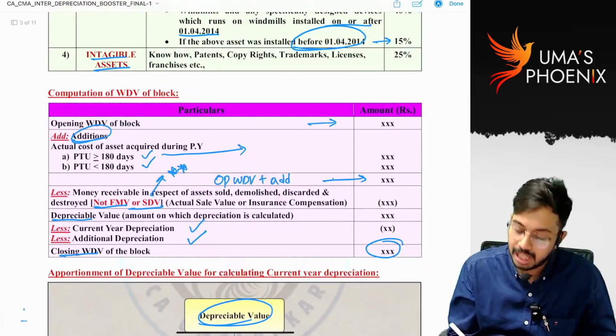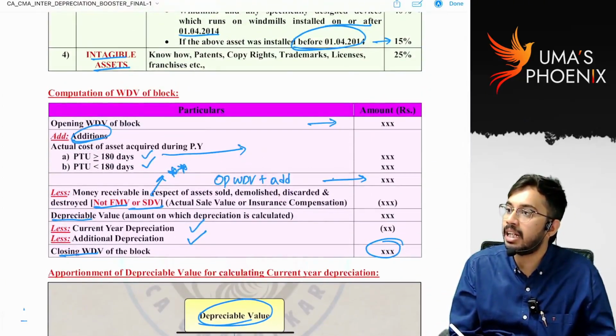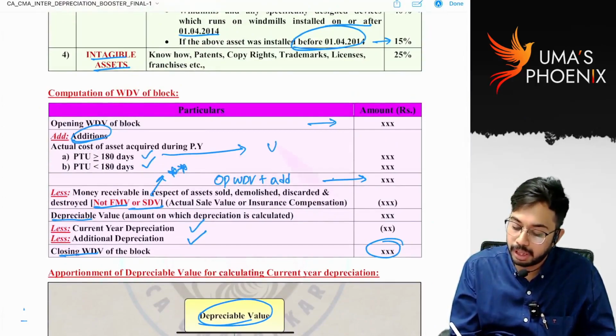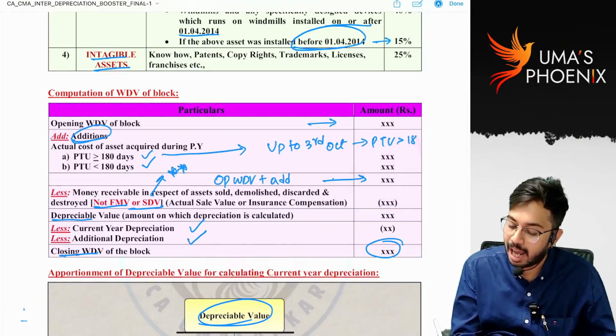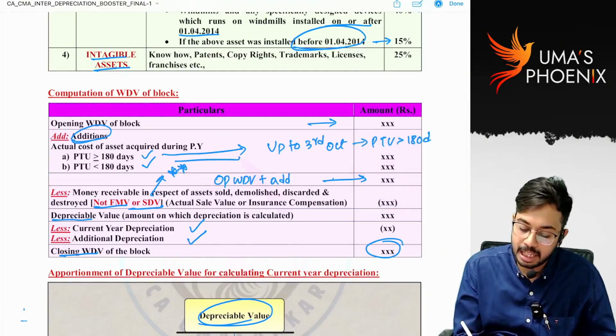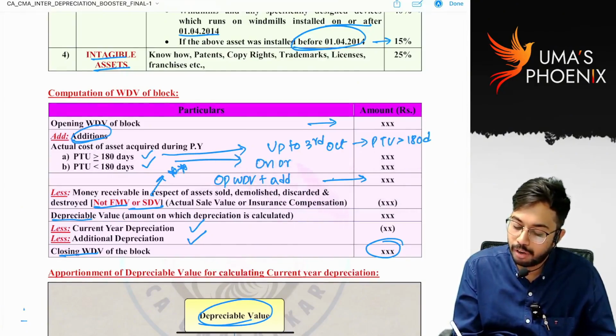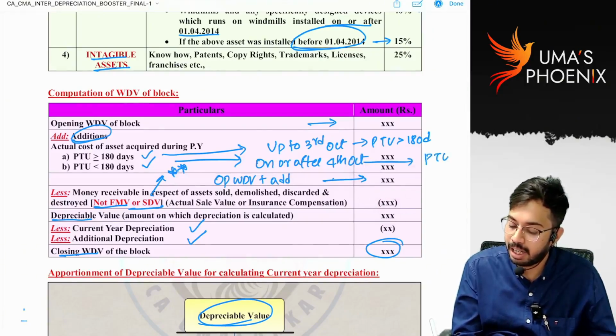Put to use greater than 180 days. If any asset is purchased up to 3rd October, that asset is put to use for greater than 180 days. You can calculate. If any asset is purchased on or after 4th October, then that asset is put to use for less than 180 days.